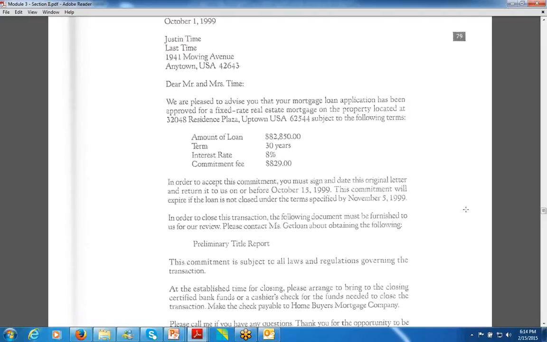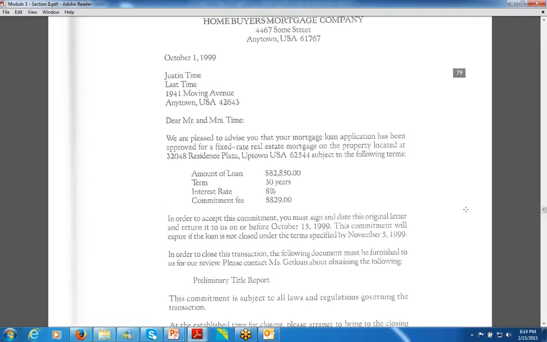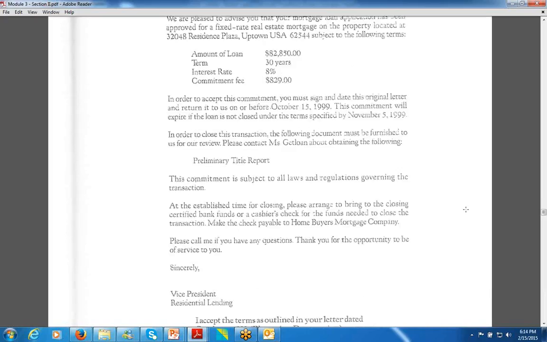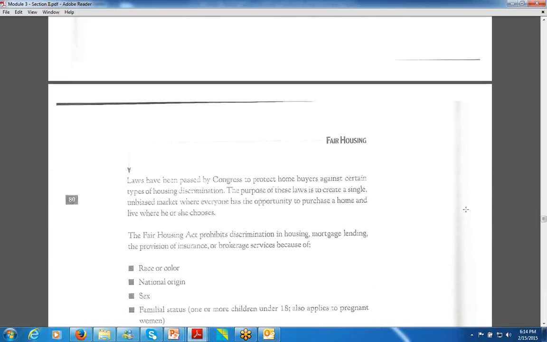Letter of commitment, as I said before, it states the amount of the loan, it states the term, it states when it's for, and that is a piece of paper that does something for you.